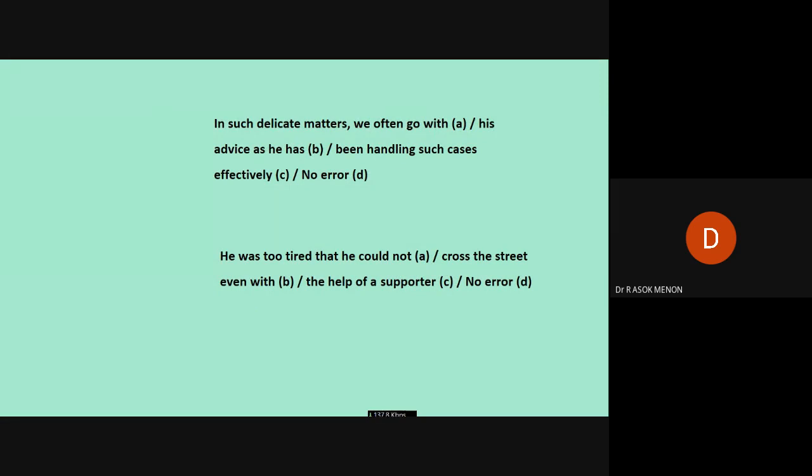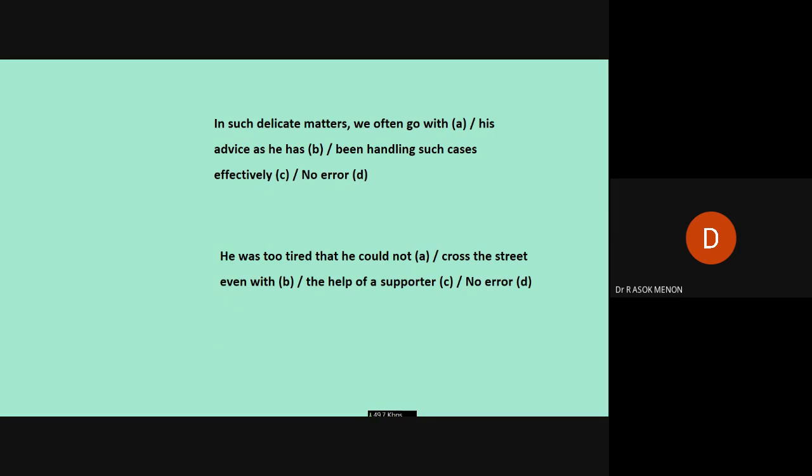In such delicate matters, we often go with his advice as he has been handling such cases effectively. Yes, Pravalika has answered it correctly. It is in the reported form, indirect speech. In such delicate matters, we often go with his advice as he has been handling such cases effectively. Anybody knows the answer? See, many of you remain silent listeners only. Don't respond, don't react. In indirect speech, see, he handled.